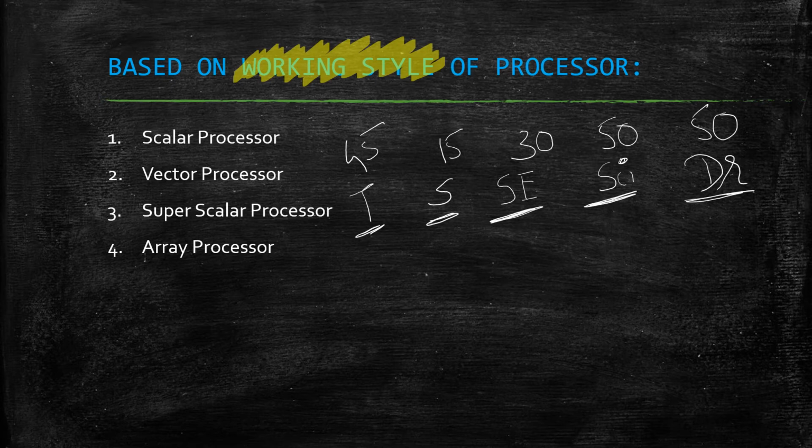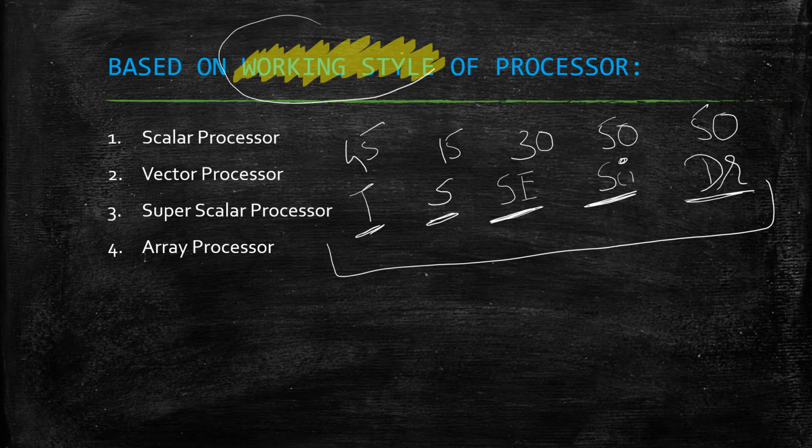Can you suggest the same configuration, the same computer, for all these five people? No, we can't, because all have different needs, and based on that we suggest the computer. So based on the working style, the actual working model or configuration, and how your processor works, we have four different categories or types of processors.